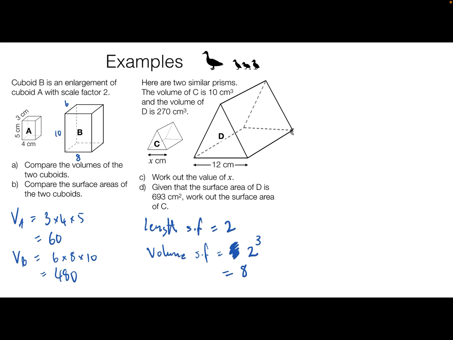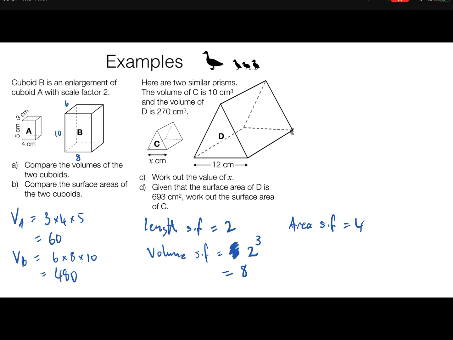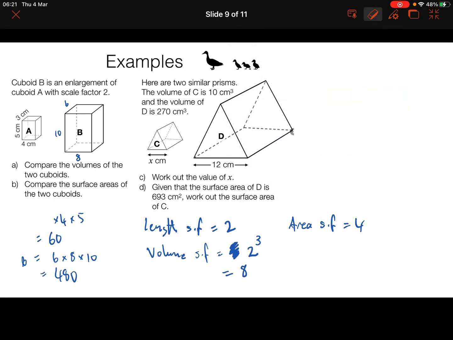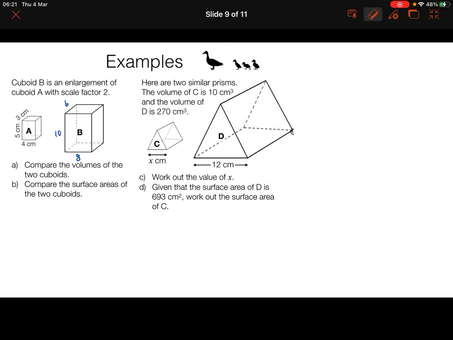Okay? If you're talking about surface area, well, that's an area. So if we want the area scale factor, well, that's going to be 4, 2 squared. So if the question is asking you about surface area, you need to use the area scale factor. If the question is asking you about volume, you need to use the volume scale factor. Okay, let's just delete this. Let's look at the second part of the question.